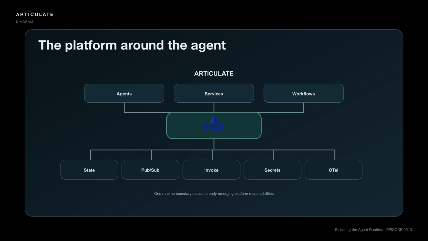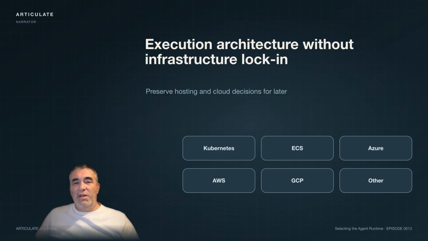And its sidecar model gives the application a degree of independence from the infrastructure providing them. That's particularly valuable because I'm deliberately not deciding yet whether Articulate ultimately runs on Kubernetes, ECS, Azure, AWS, GCP, or whatever else. I'm choosing an execution architecture without unnecessarily choosing the eventual infrastructure architecture at the same time. And that gives me something I value quite highly at this stage of Articulate: options.